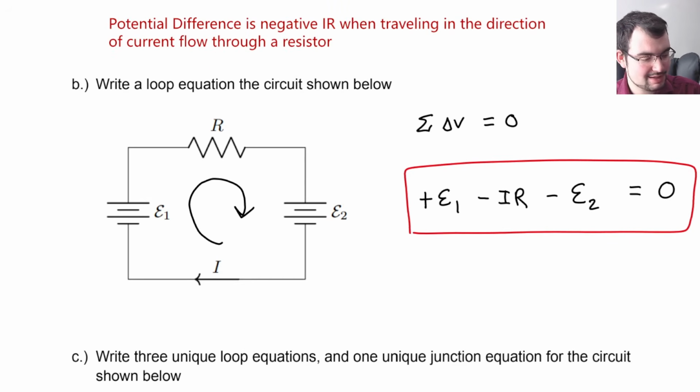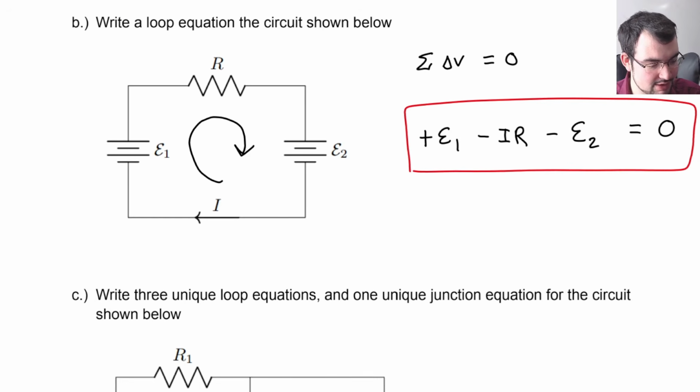Now, it should make sense that the batteries are being subtracted because these batteries are fighting each other. So the direction of current really depends on which EMF is larger.